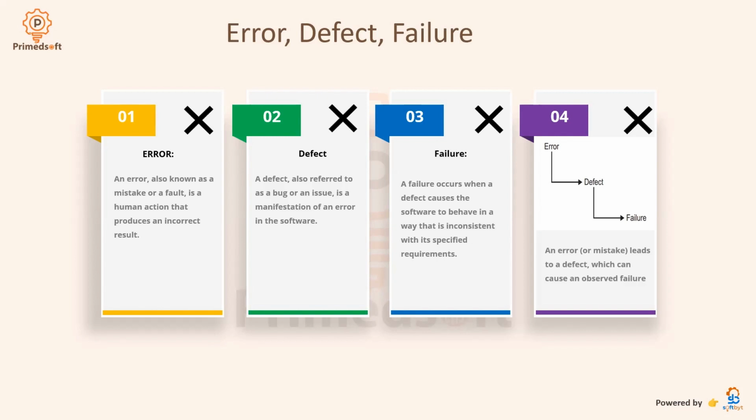right? So a defect, also referred to as a bug or an issue, right? Is a manifestation of an error in a software, right? So when there is an error, it's a mistake, someone has made a mistake. The manifestation of that error is known as a defect, which we can also call a bug. I keep mentioning bug, right? So a defect, also referred to as a bug or an issue, is a manifestation of an error in the software. When an error occurs, it may result in one or more defects in the code, right?